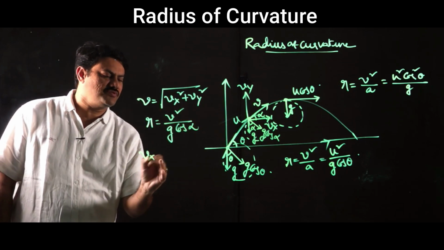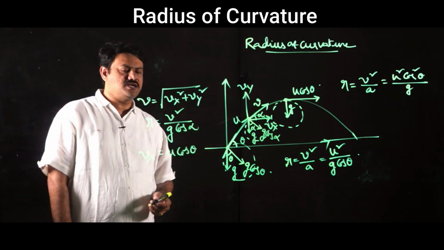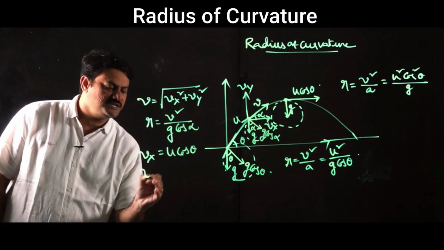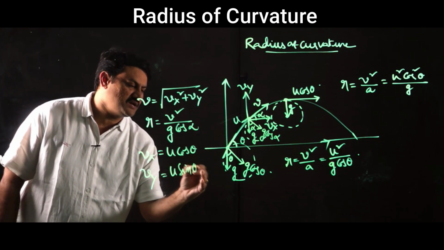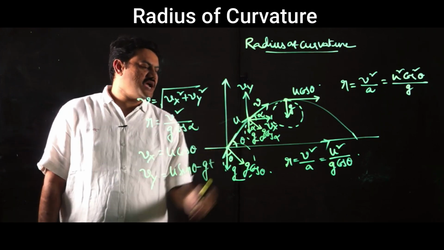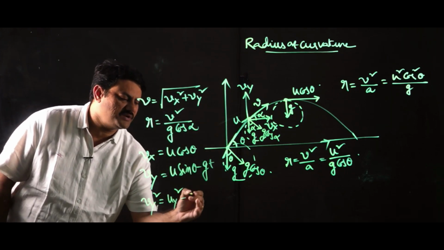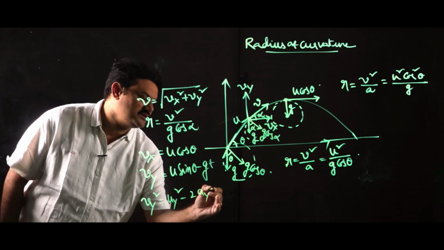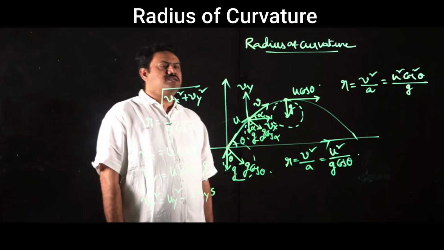So vx is equal to u cos theta. Throughout the motion of a projectile, the horizontal velocity is the same, and vy, after a time t seconds, is vy equal to u sin theta minus gt. Or suppose it is at a height h, then use this formula, vy square is equal to uy square minus 2 ay into s, where s is equal to h. So this is the method to calculate the radius of curvature.